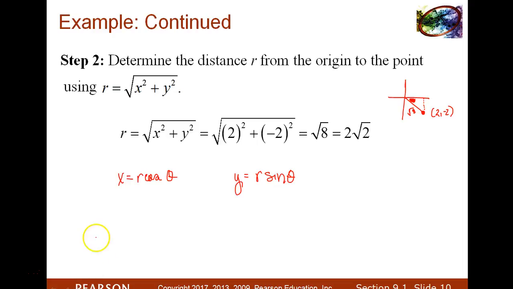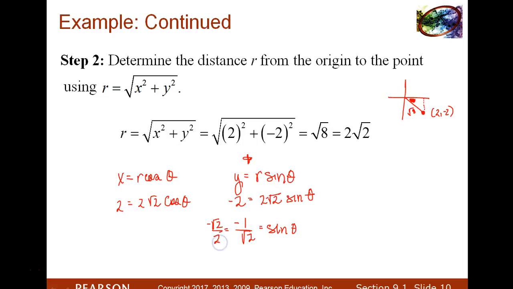So x is 2, r is 2 radical 2. It's the theta that I'm looking for. Negative 2 for y, 2 radical 2 still for r, sine theta, and since I'm in the fourth quadrant, I'm going to use sine. Divide both sides by the 2 radical 2, and I'll get a negative 1 over radical 2, because those 2's will divide out. If I rationalize that, I get negative radical 2 over 2. I remember this one. I know this is on the unit circle, and it is negative 45 degrees.